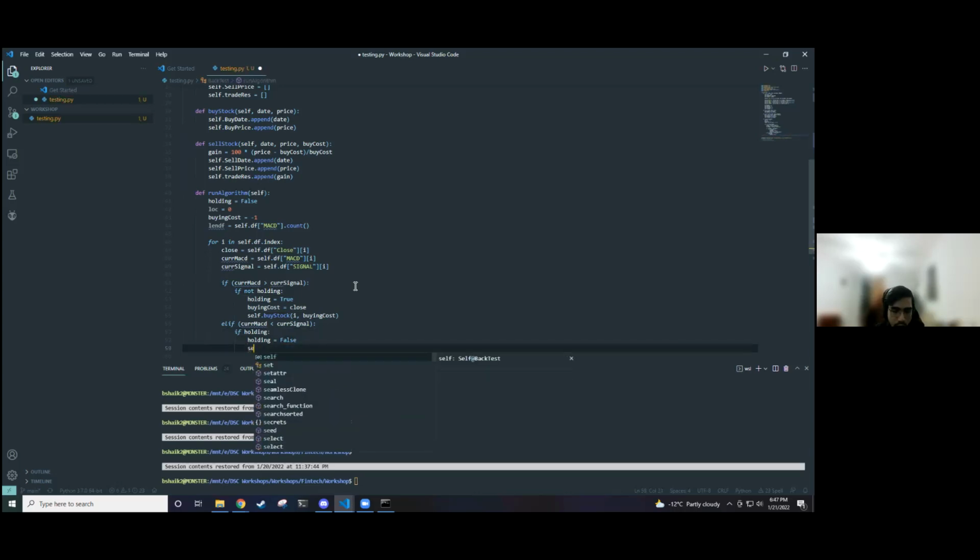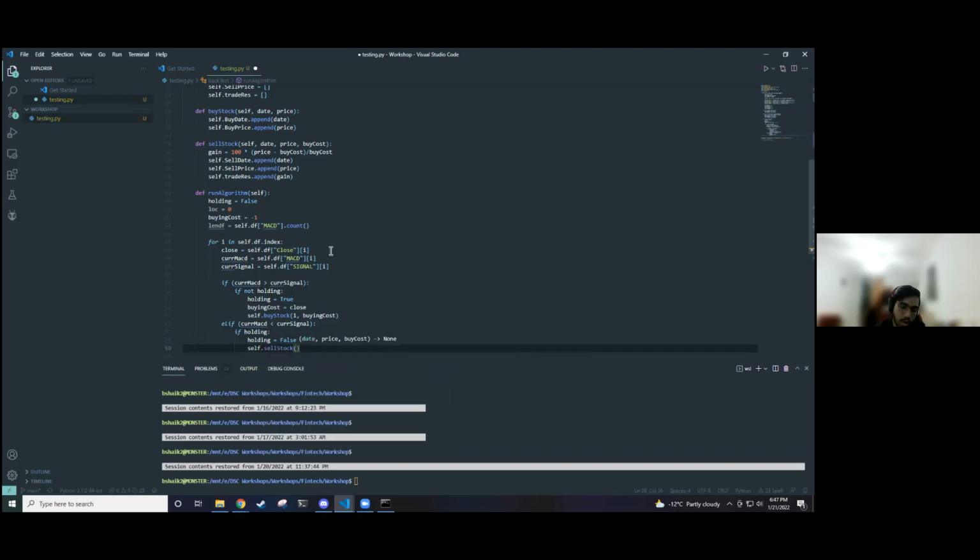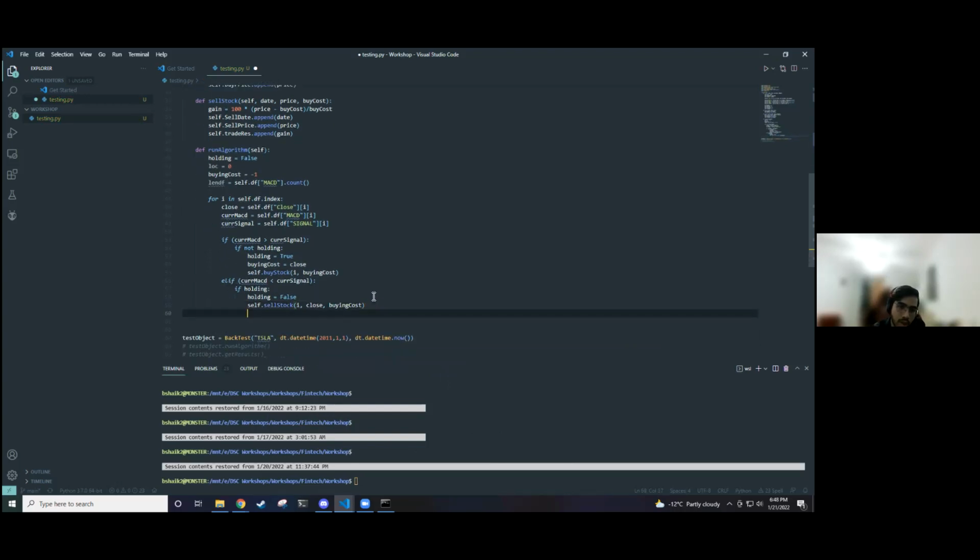And this would be just self.sell stock using this function, and you give it the date, the closing price because you're selling it at that, and the buying cost. That would just be the buying cost. Yep, right there you go. So with this, you're able to just send in the buying cost that you saved here, so you can calculate the actual return.